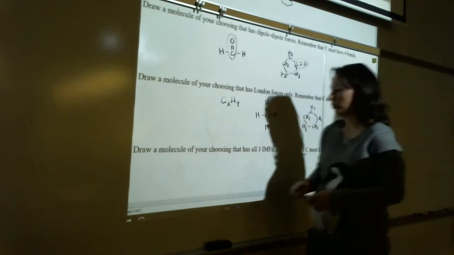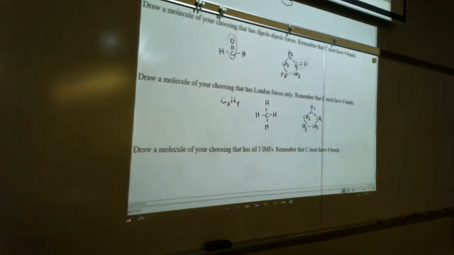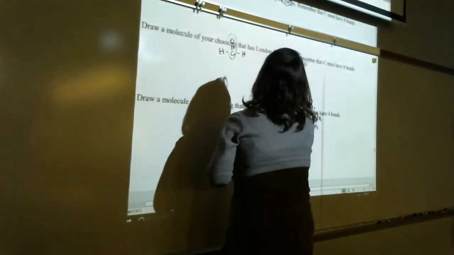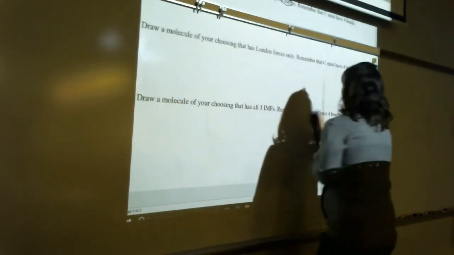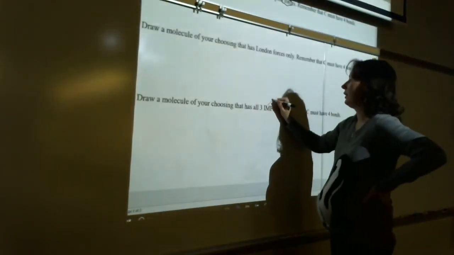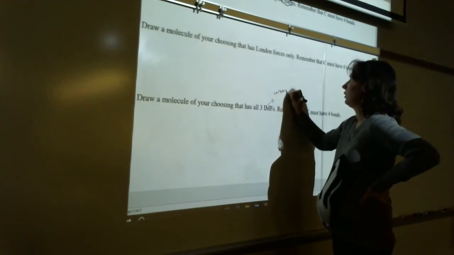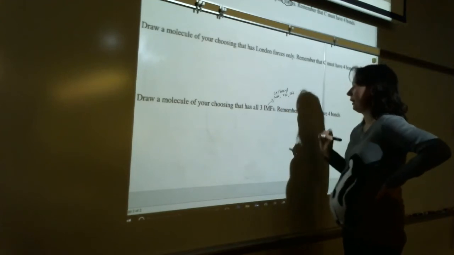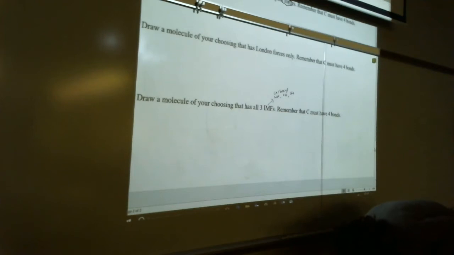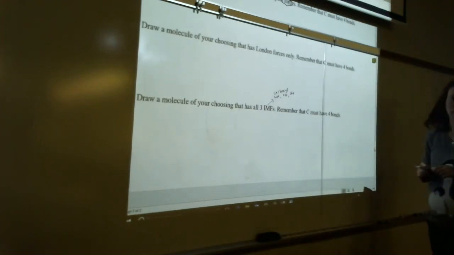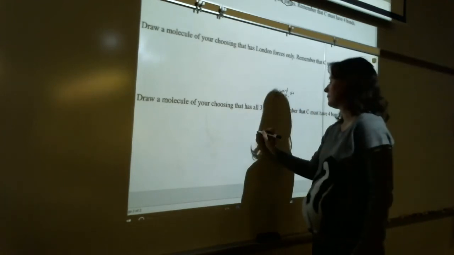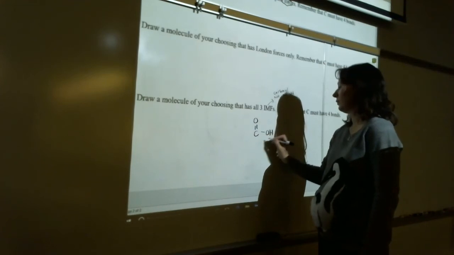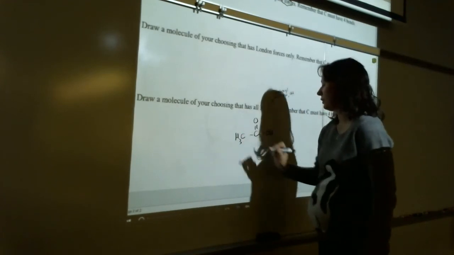And then molecule of your choosing with all 3. So this is going to be a molecule that needs to have a carbonyl, right? And it needs to have NH, FH, or OH in it, because everything's going to have London forces. So what did you draw? I put a C in the middle, and had a double bond with an O, and an OH and a CH. That works, that works, that works.